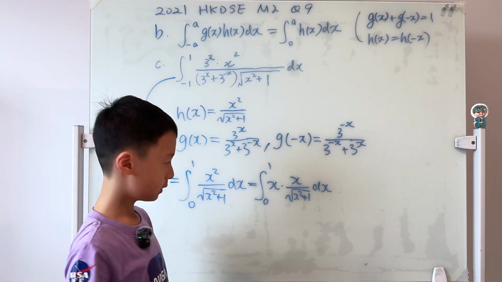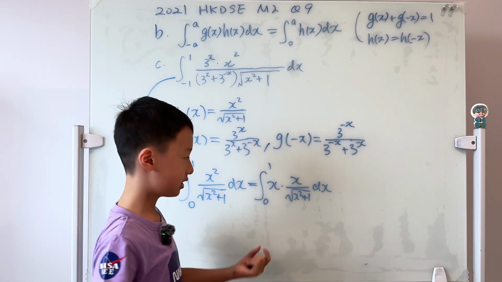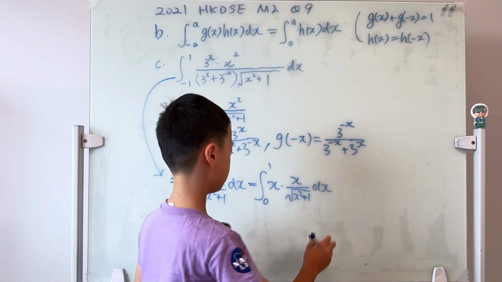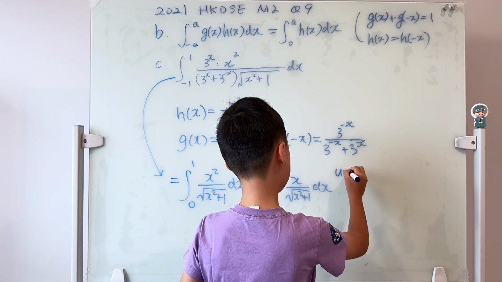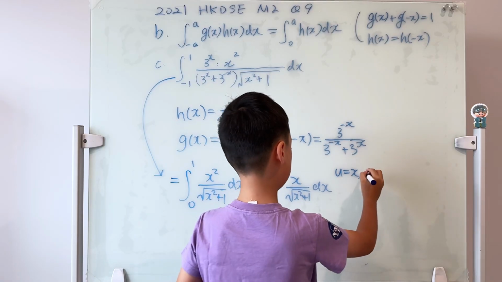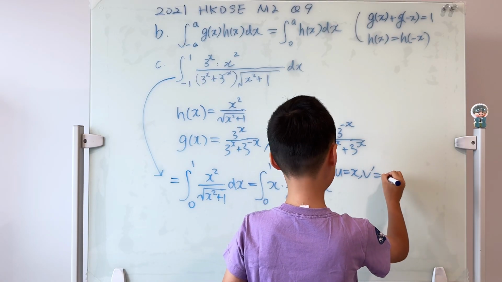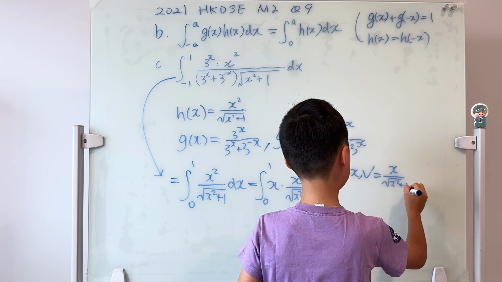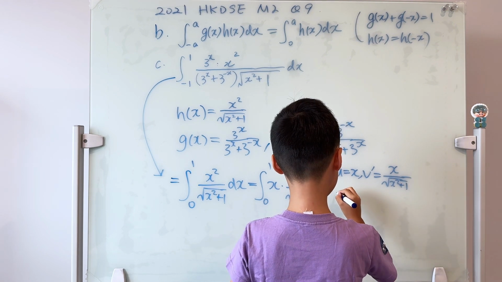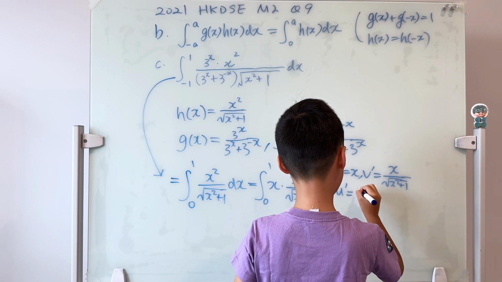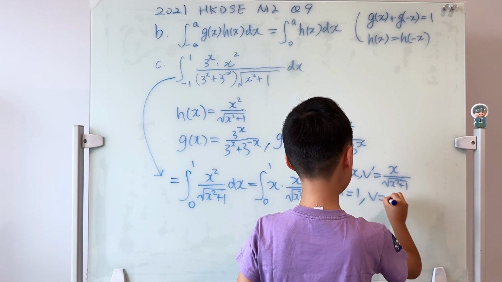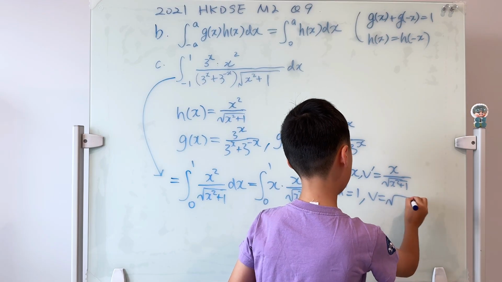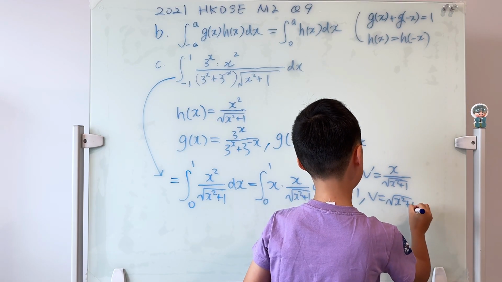To use integration by parts here, we can simply let u equal x and v derivative equal to this. So u equals x and v derivative equals x over square root x squared plus 1. Obviously, u derivative will just be 1, and v will be, if you figure this out by yourself, square root x squared plus 1.